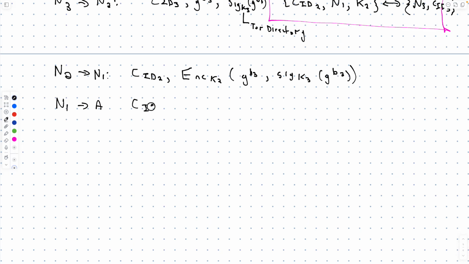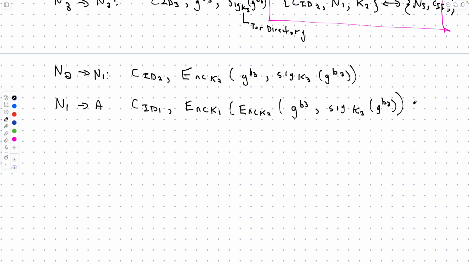It's going to encrypt everything with K1, which is everything is the encryption of this with K2. Which is G to the B3. Sig under K3 of G to the B3. Do I have enough closing brackets? I need one more, I think.